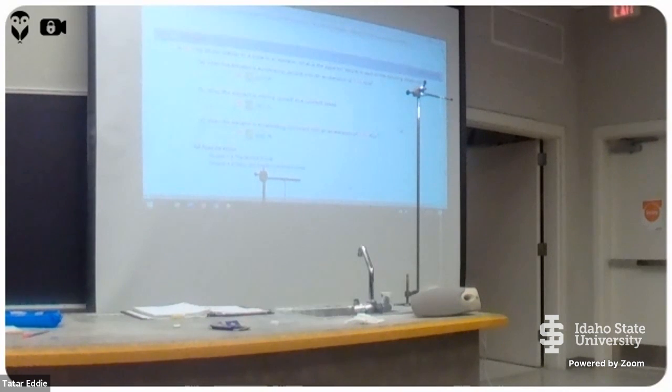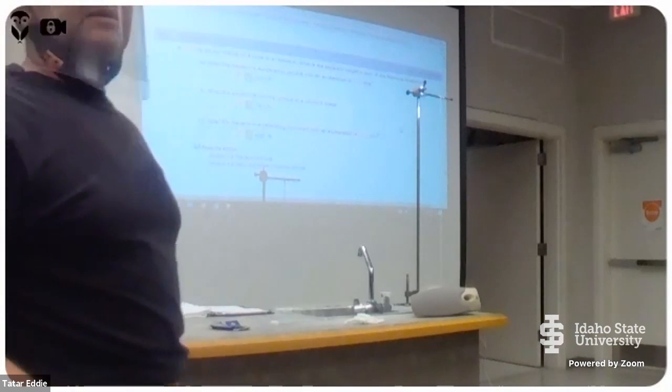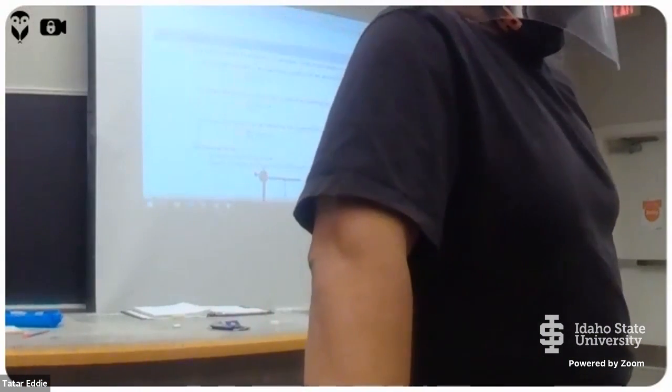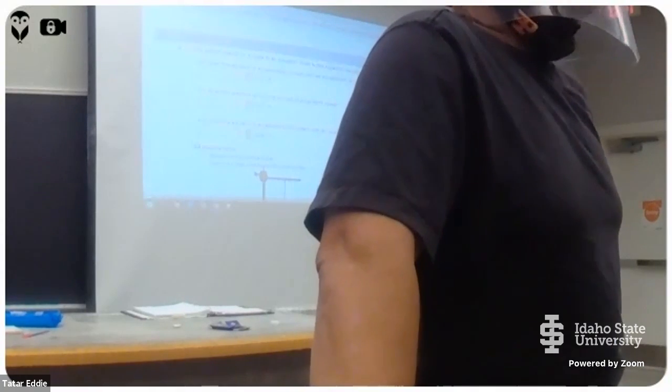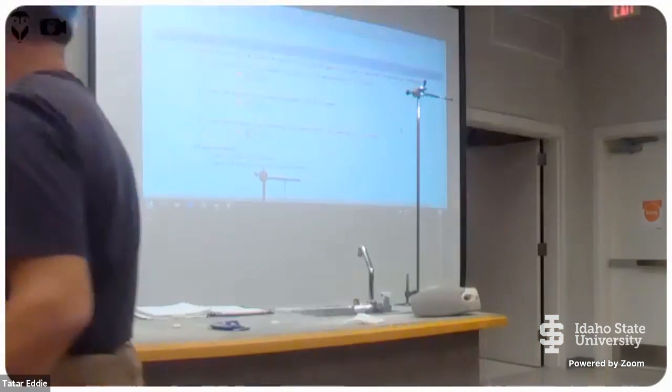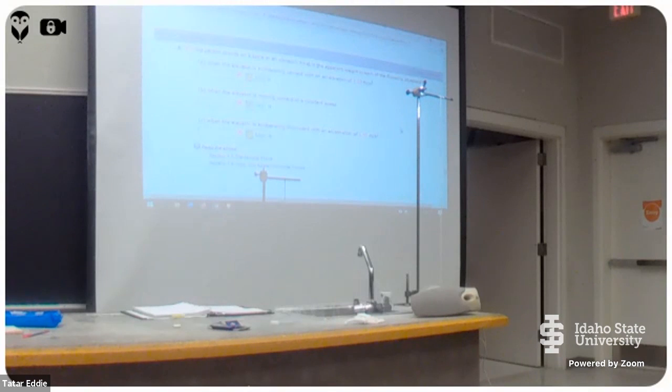Part B, when the elevator is moving upward with constant speed. Well, when the elevator is moving with constant speed, the acceleration is zero. So all that we have written here is correct, just the acceleration is going to be zero. And the result is going to be that his apparent weight is just going to be mg. His normal weight is his real weight.